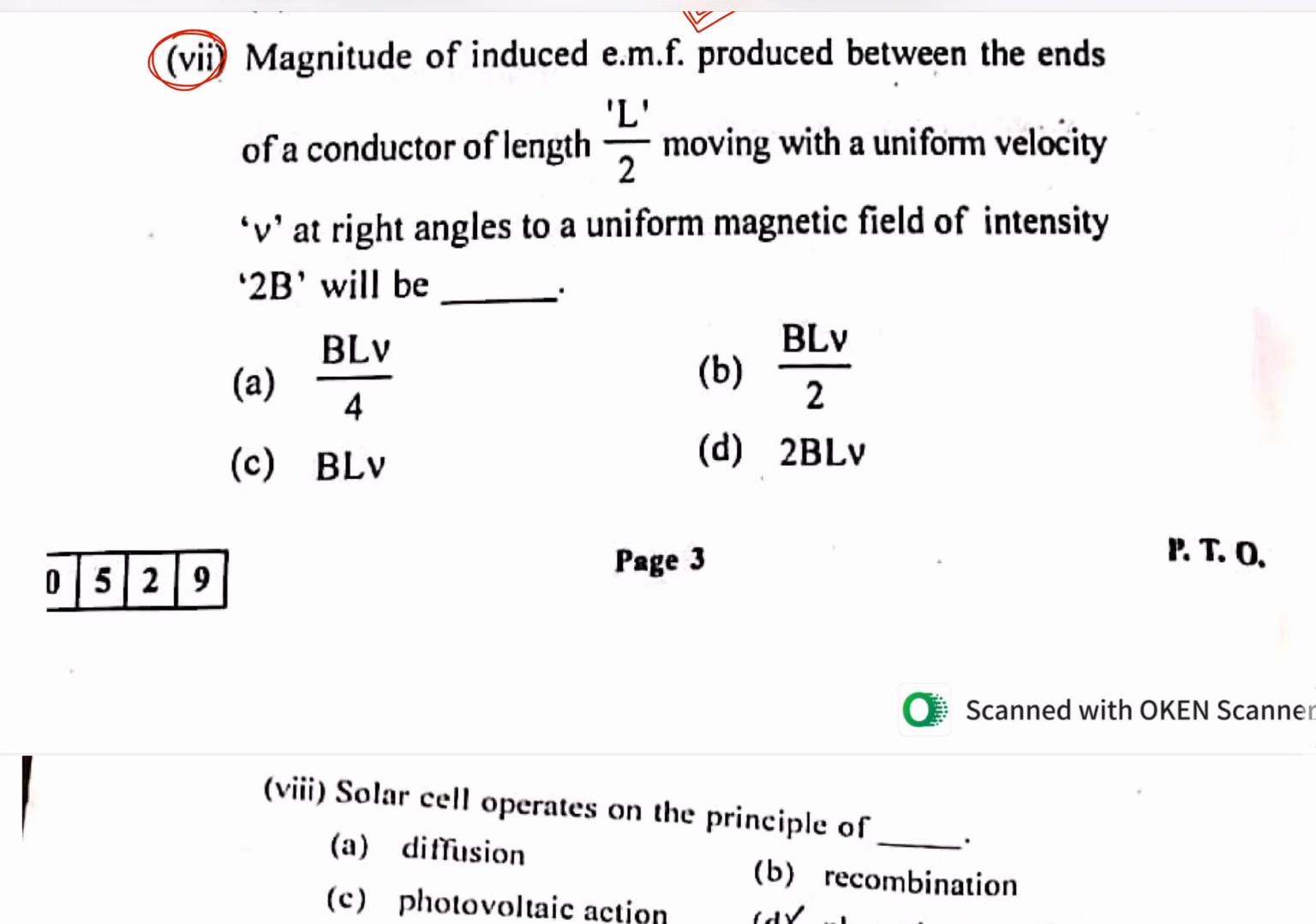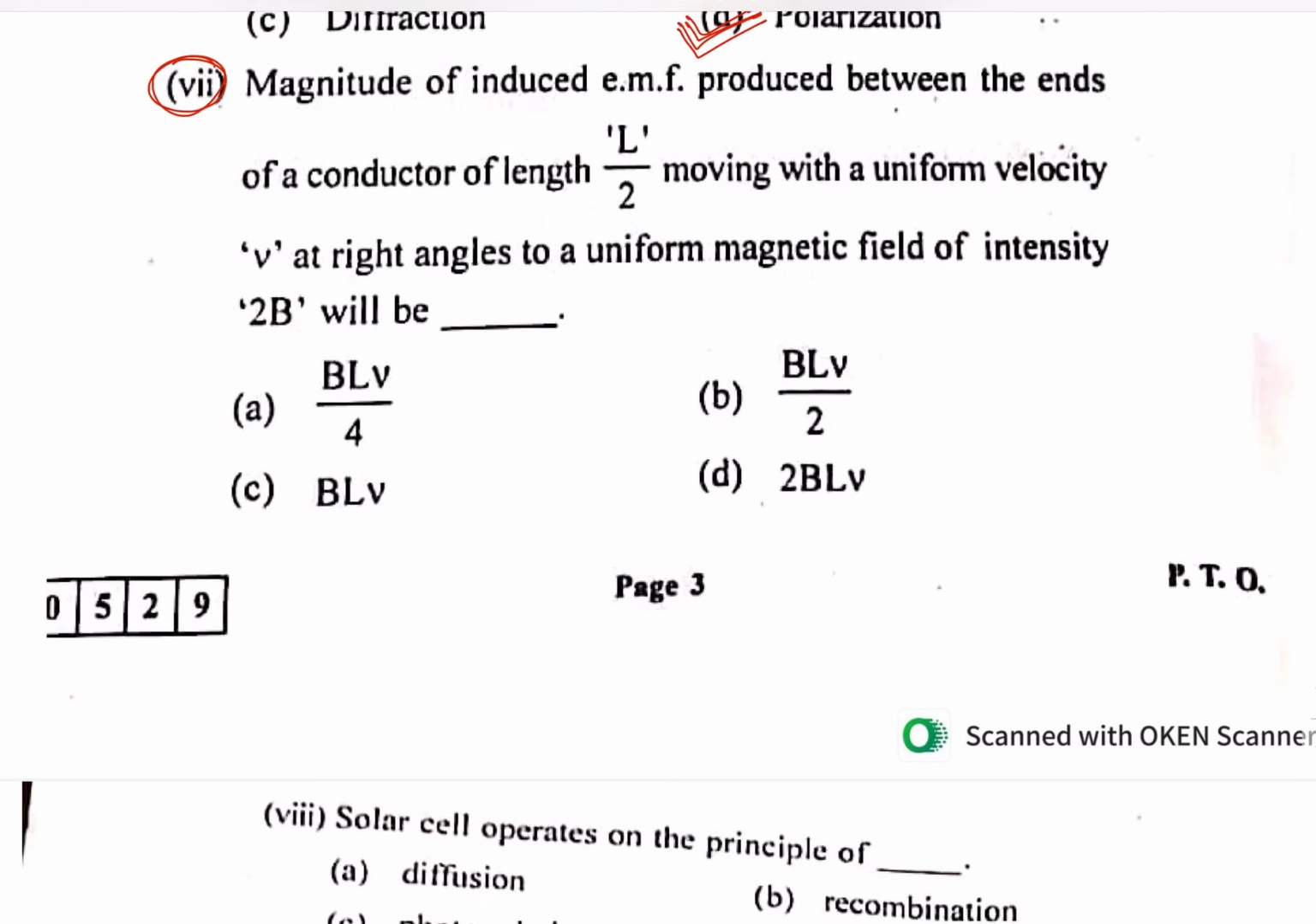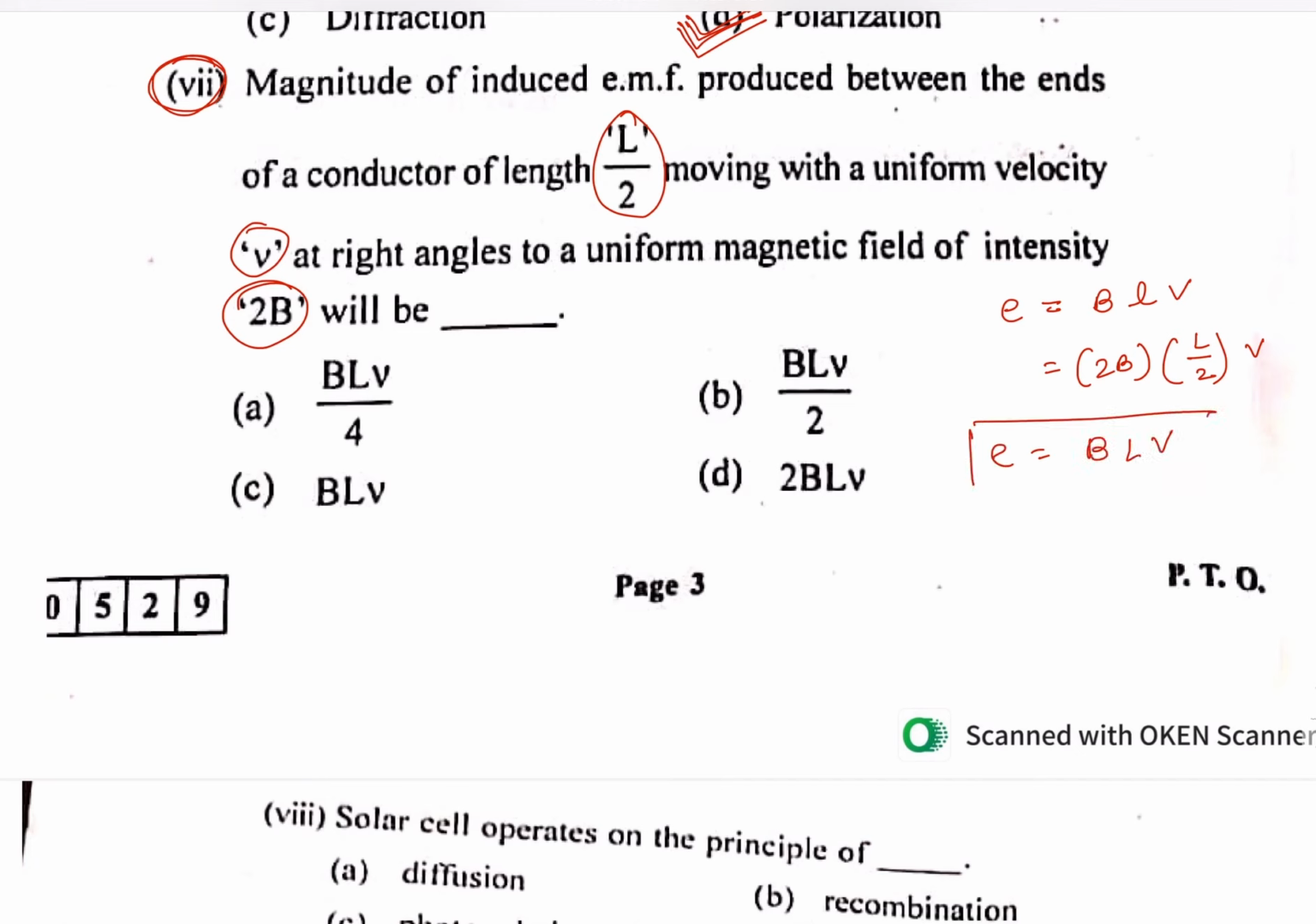Magnitude of induced EMF produced between the ends of a conductor of length L by 2, moving with uniform velocity V at right angle to the uniform magnetic field of intensity 2B, will be. So EMF induced in a straight conductor when moved in a magnetic field is given by the formula BLV. So magnetic field here is 2B, length is L by 2, and velocity is V. So these two get cancelled, so we can write BLV is the EMF induced. So it is written in option C. So option C is the correct answer for this question.